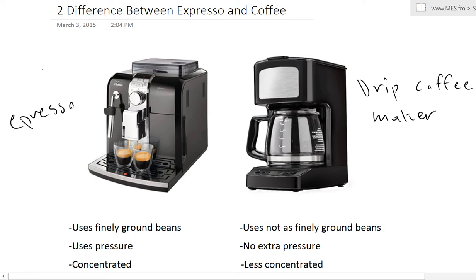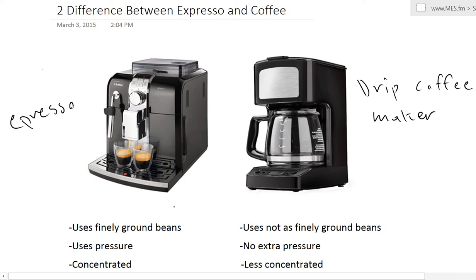So on the left side here, the espresso. The difference between the two machines is that the espresso machine has a pump inside, which creates high pressure. The reason it does that is because you have to use fine ground coffee beans for the espresso machine, and then the pump is what allows the pressure to make the water go through the coffee beans at a quick rate, which makes the coffee high concentration.